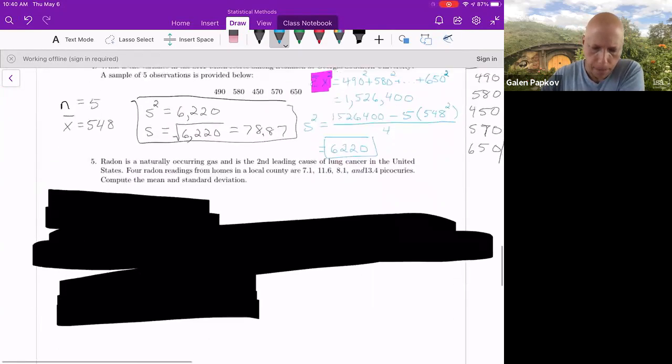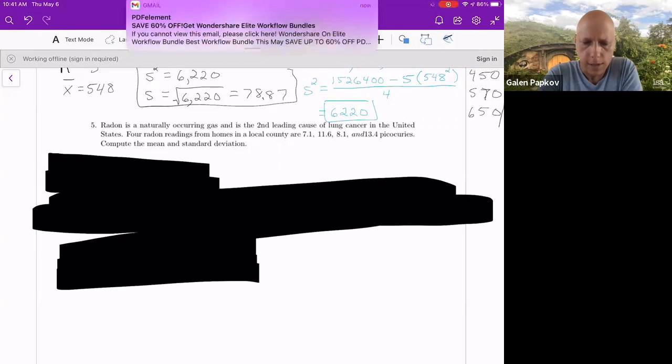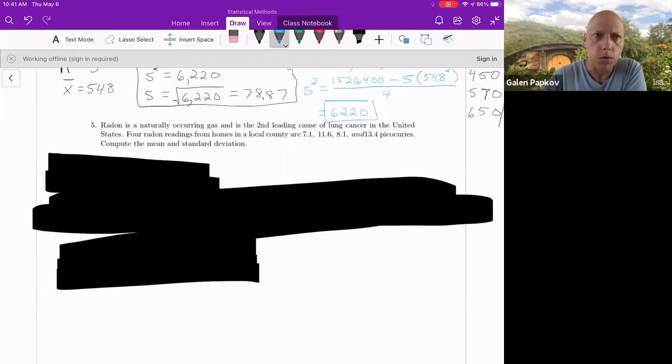Now, at this point, let's look at number 5 here. It says radon is a naturally occurring gas and is the second leading cause of lung cancer in the United States. 4 radon readings from homes in the local county are 7.1, 11.6, 8.1, and 13.4 picocuries. Compute the mean and standard deviation. And so I want to give you about 10 minutes to see how far you can make it on your own. Again, you need the mean first because the variance uses the mean in its formula, and you get the standard deviation from the variance. So pause the video, try to tackle this, and we will return in a minute.